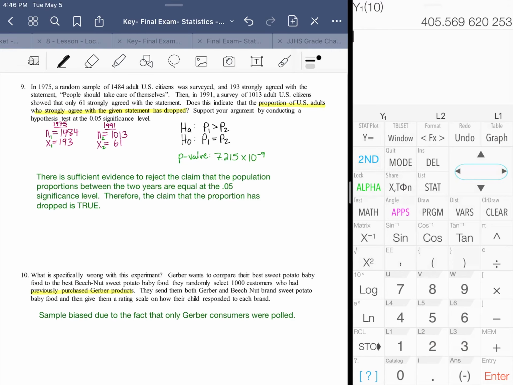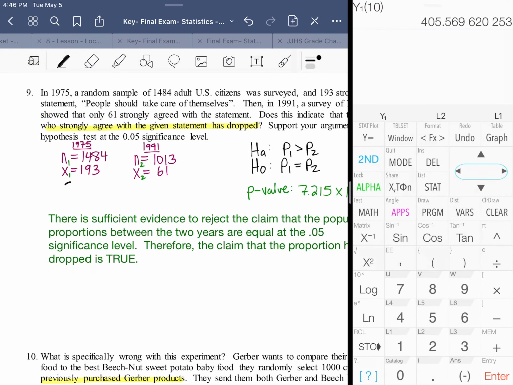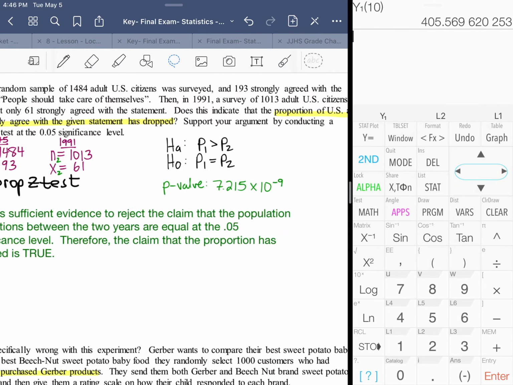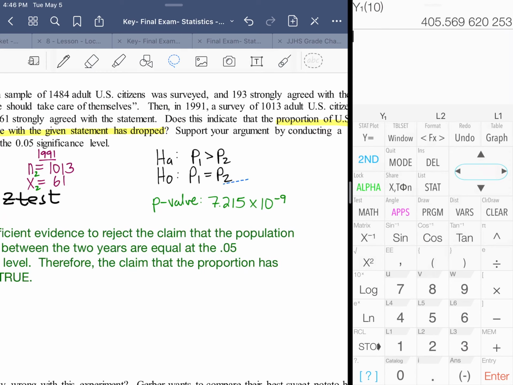Then in 1991, a second group of individuals, we have 1,013 adult U.S. citizens, showed that only 61 agreed with the statement. Does this indicate that the proportion of U.S. adults has dropped? Because we have 2 proportions from separate groups, that's telling us that we're dealing with a 2-prop z-test. So this is a 2-prop z-test.